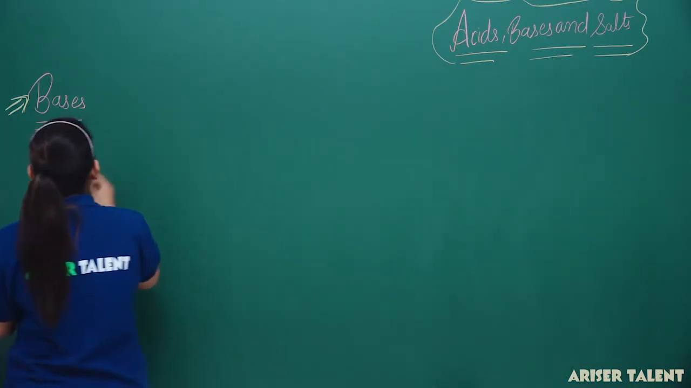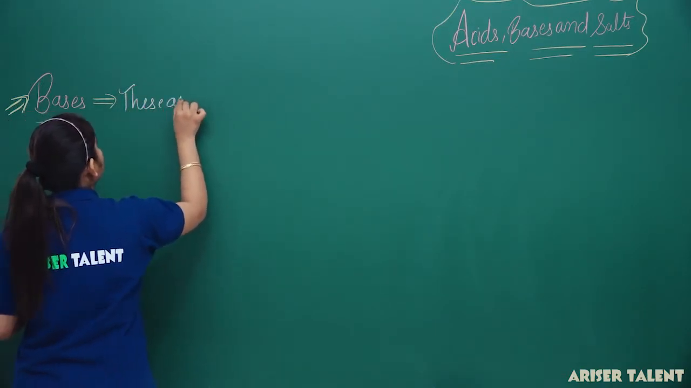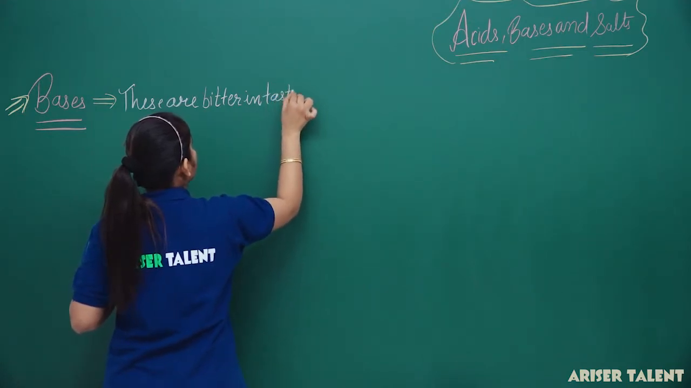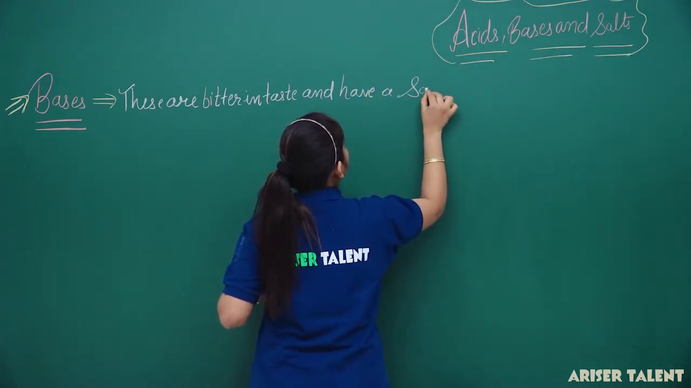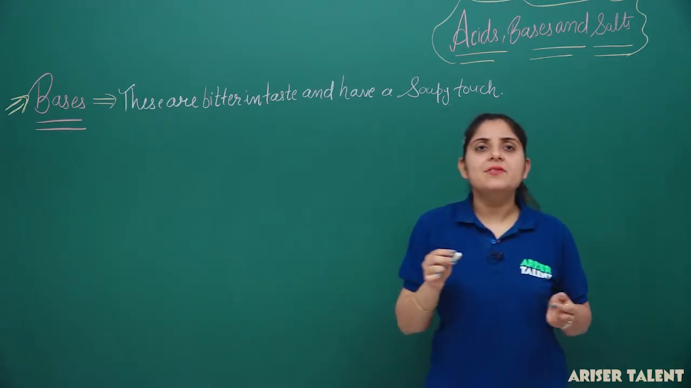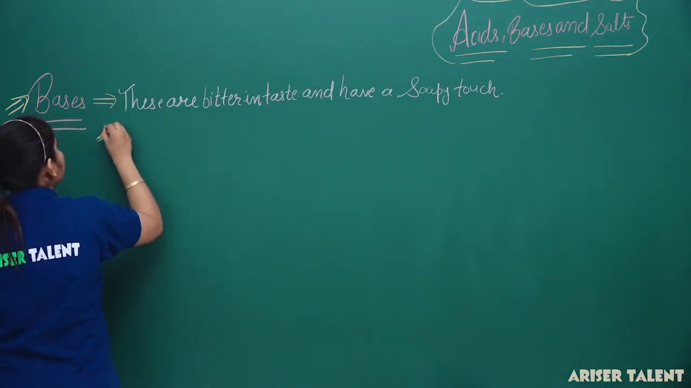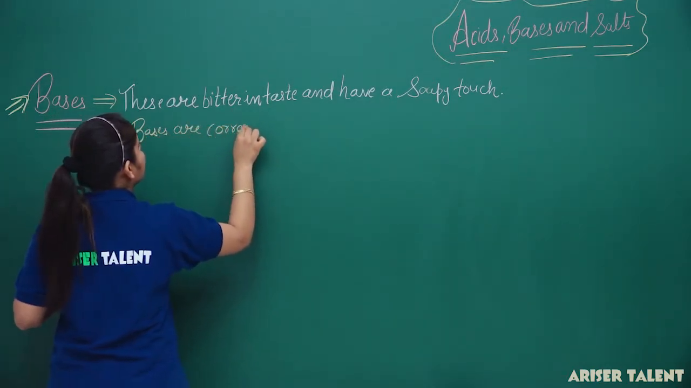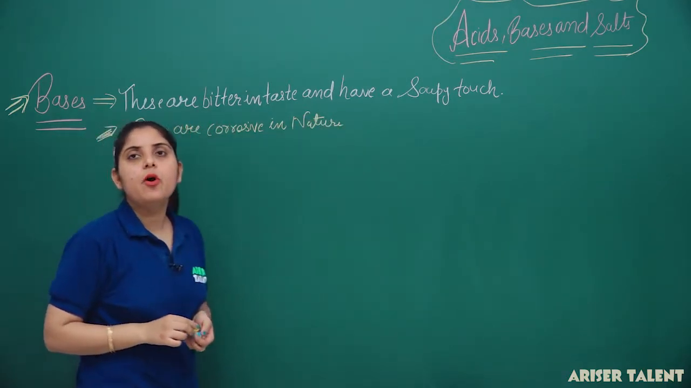So the basic things about bases are that these are bitter in taste and have a soapy touch. This will be the general classification about the bases, that they are bitter in taste and have a soapy touch. The second point regarding bases is that bases are corrosive in nature. This will be the second point regarding the bases.